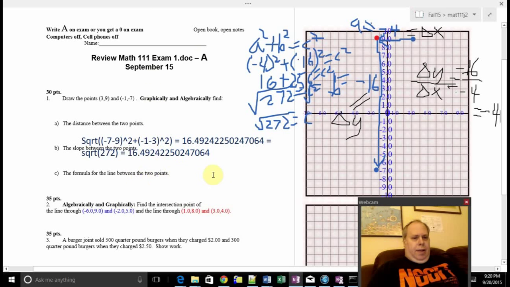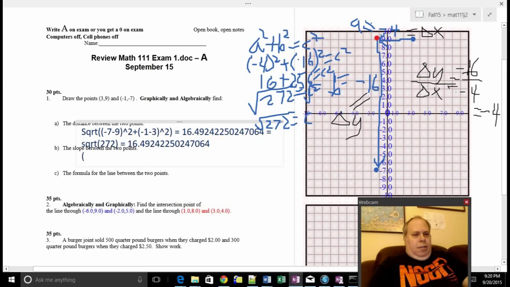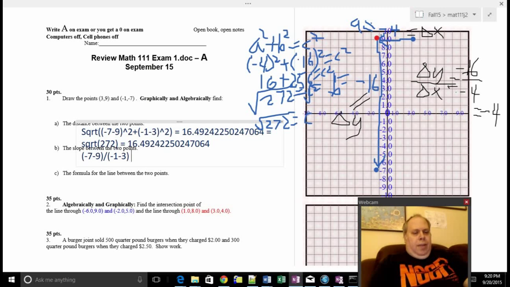Algebraically, to get the slope algebraically, I take y2, which is negative 7 minus y1, 9. Very important to pick the y's and pick them in the same order as the x's. So the x, we start with the negative 1, x2 minus x1, which is 3. And that's going to give me also 4.